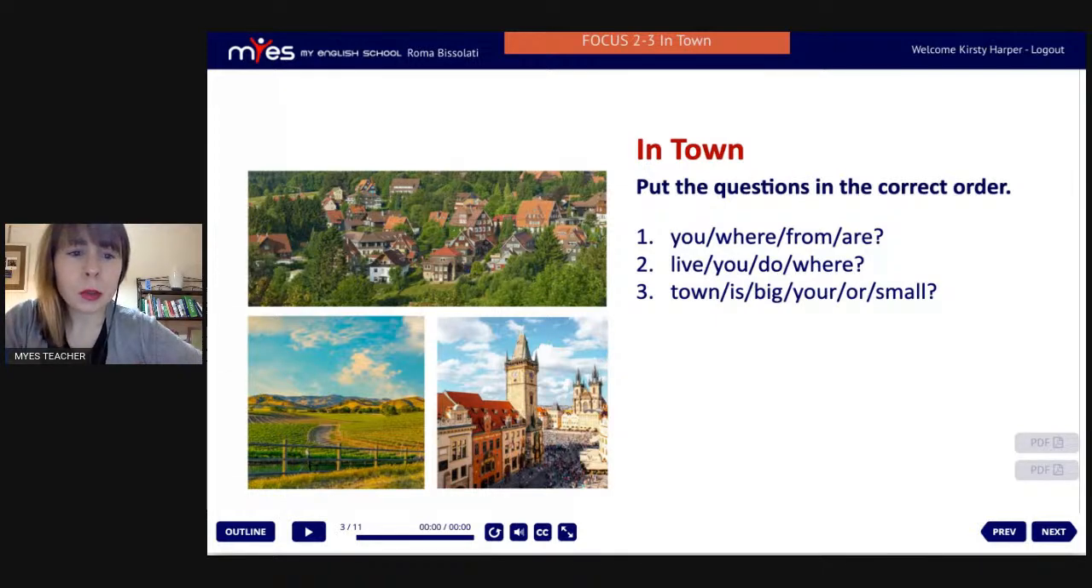Okay, so I'm just going to explain to you how to create a question. Step number one, question word. Step number two is the verb. So if we say where, the next word is are. So the verb is the helper verb. We call it the auxiliary verb. It means the verb that helps.